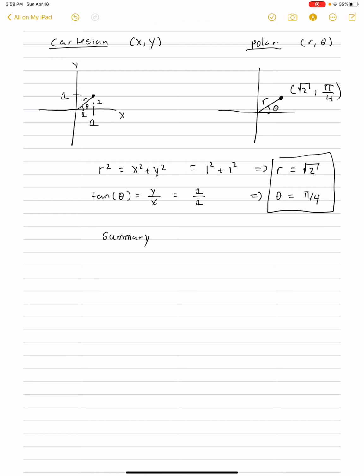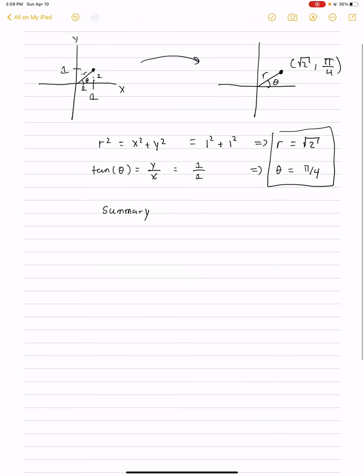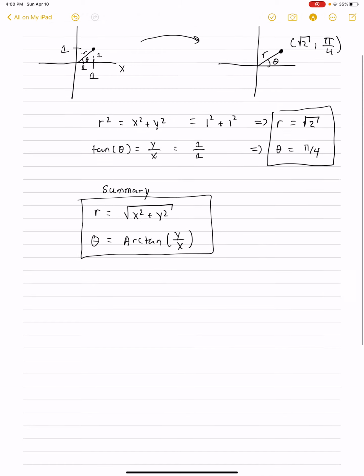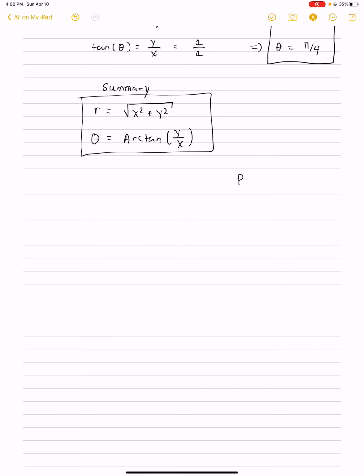if we want to convert from Cartesian to polar, well, we did that direction. r is equal to the square root of x squared plus y squared. And theta here is this arc tangent of y over x.